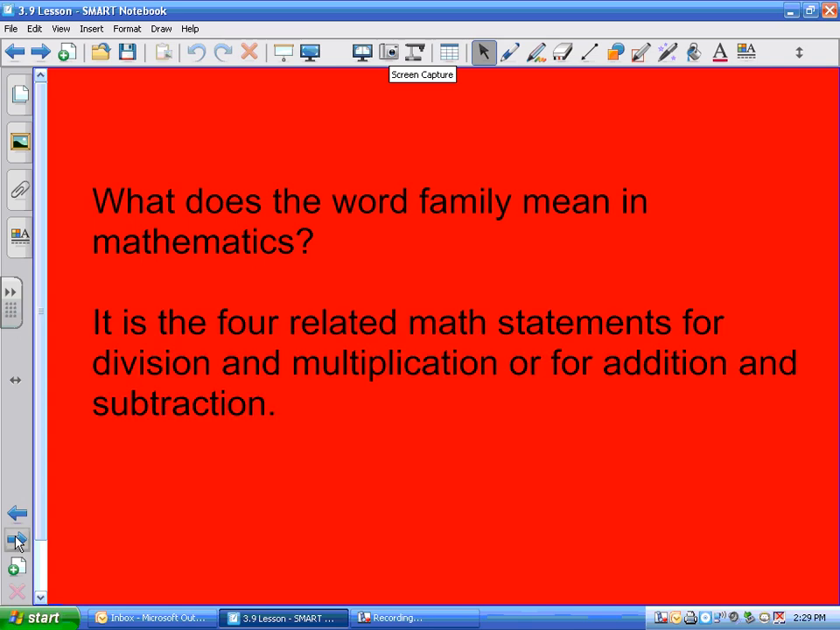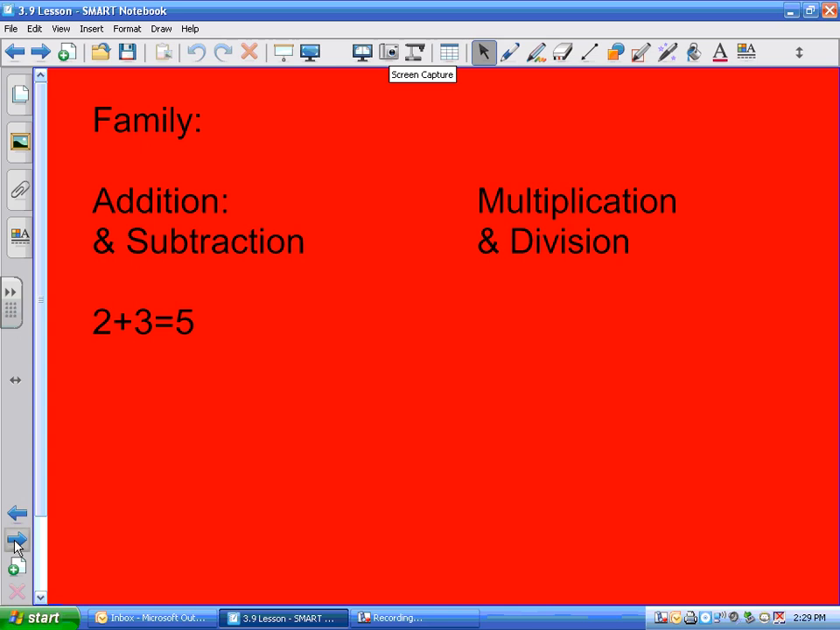So there are 4 related mathematical statements for division and multiplication, or for addition and subtraction. We'll talk about what this means. For example, here we go. For addition, we have 2 plus 3 equals 5. And now we change the 3 and the 2 around, and have 3 plus 2 is equal to 5. That's what we call the commutative property of addition. We also could say that 5 minus 3 is 2, and that 5 minus 2 is 3. And you'll see they all use a 5, a 3, and a 2, and they are all mathematically correct.